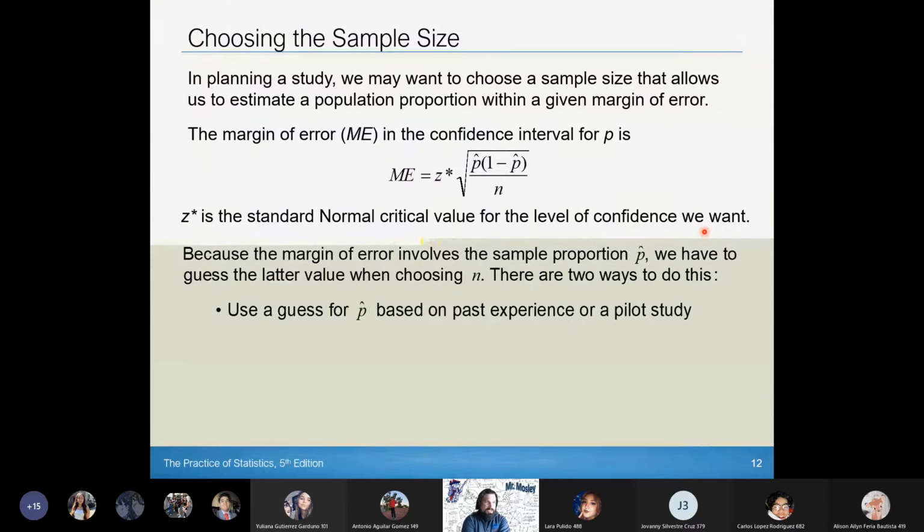So we can use a guess for P hat based on past experience or a pilot study, meaning we have maybe a small sample that was taken previously that gave us a sample proportion, and we're going to use that as our guess. Or we can use P hat equals 0.5 as the guess, because that's going to give us the margin of error that is largest. The margin of error is largest when P hat equals 0.5. These are the two options that we have here. Again, we're choosing a sample size, meaning we haven't sampled yet, so I can't have calculated P hat. I have to use an estimate so that I can choose the proper sample size based on the confidence level I want and the margin of error that I want.